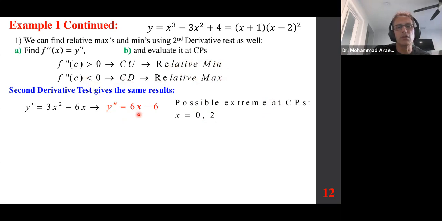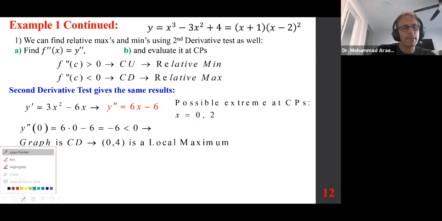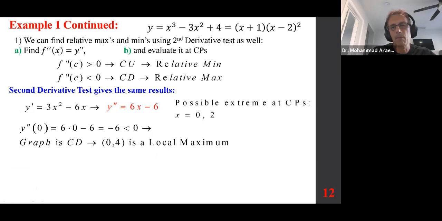So let's plug in 0. I hope you see when you plug in 0, you get negative 6. If you plug in 2, you get positive 6. So when you plug in 0, you get negative, and negative means what? Concave down, looks like that. This is the local max, everybody.